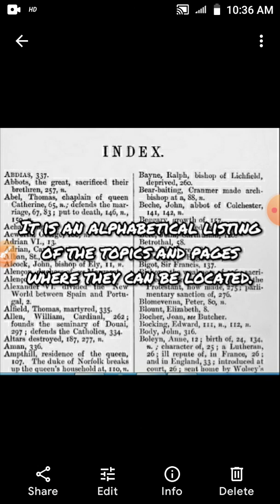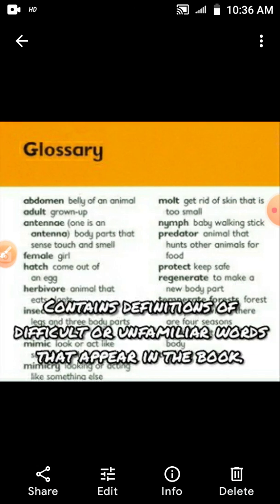Okay, after index we can see the glossary. Glossary is also one of the pages which contain the definitions of difficult words. In some of the books the word meanings are not given in the chapter itself, but are given in the back of the book, and that page is called glossary. In that you can find the difficult words and their meanings. It is also in alphabetical order.